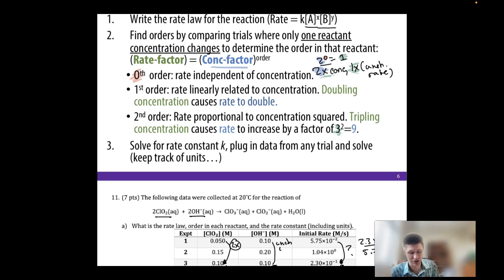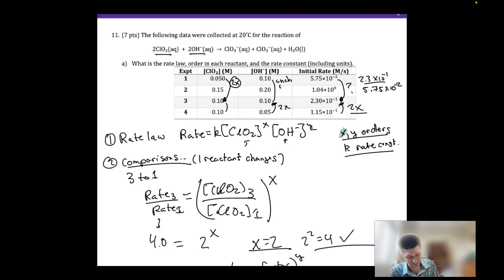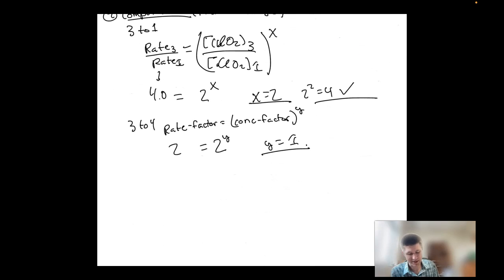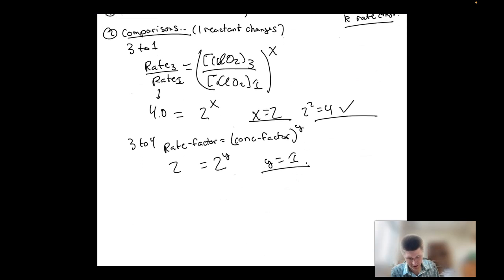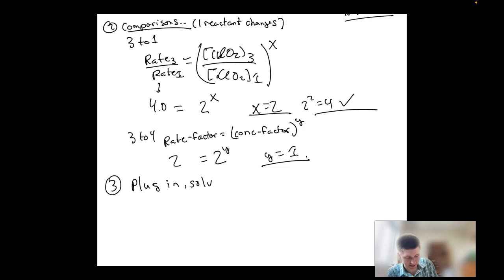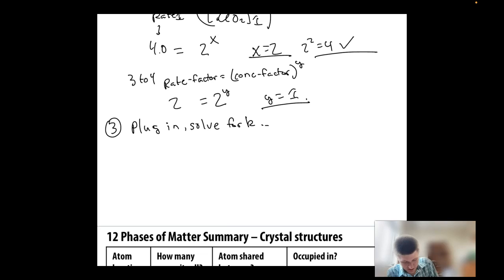That's a linear relationship, which is a first order relationship. Okay, at that point, now we have the orders. Now we can do step 3. We're going to plug in and solve for k because that's our last unknown. So in this case, we have rate is equal to k, ClO2, our x is 2, so ClO2 squared times OH minus to the first power. Anything to the first power is just itself, so that sort of drops out here.